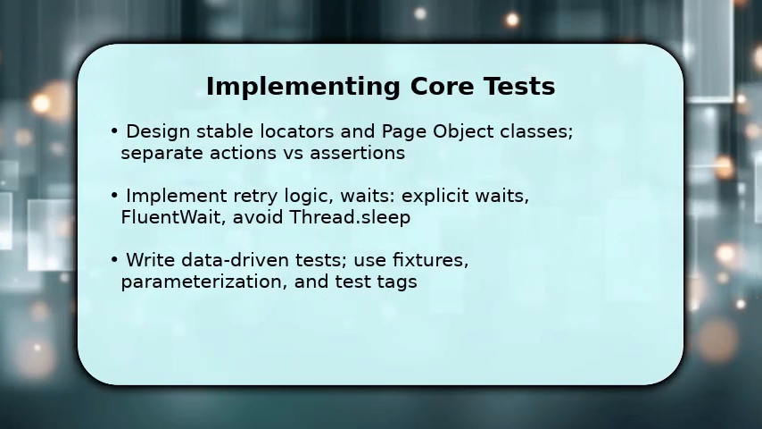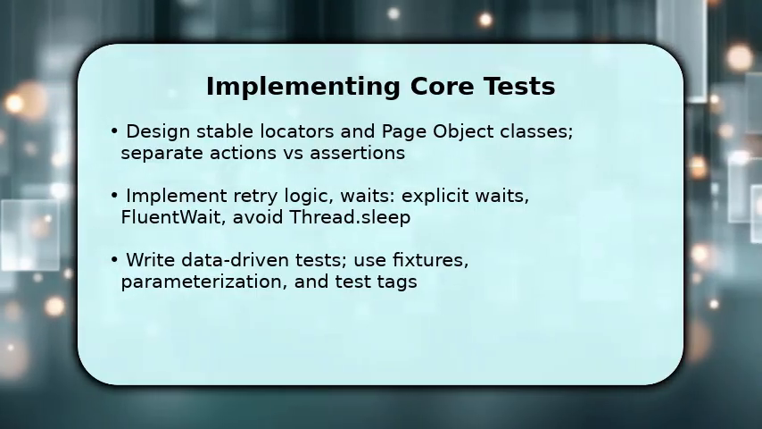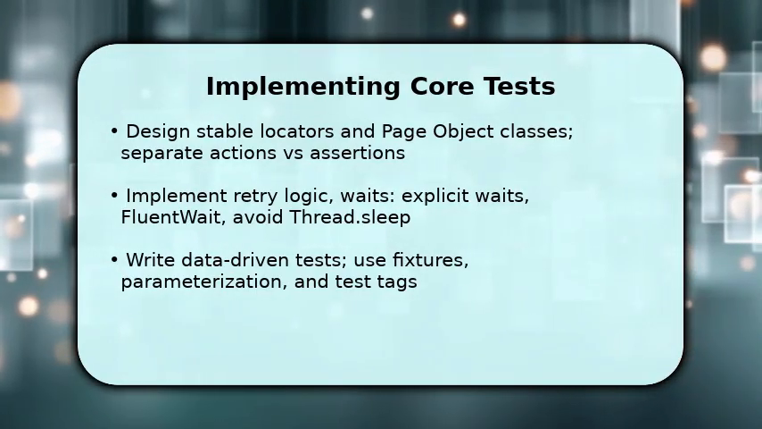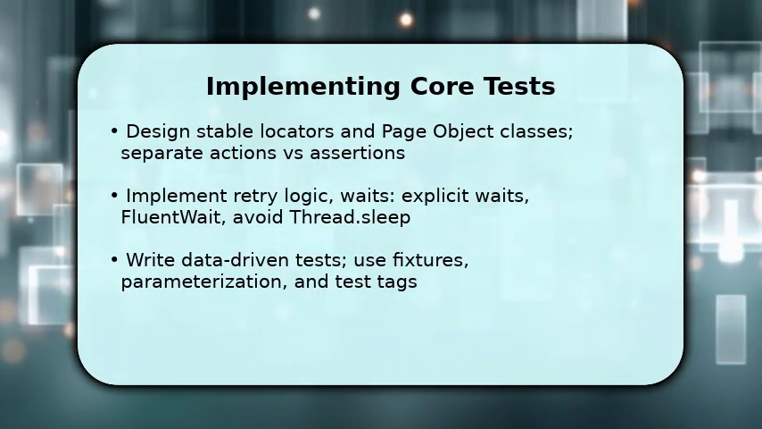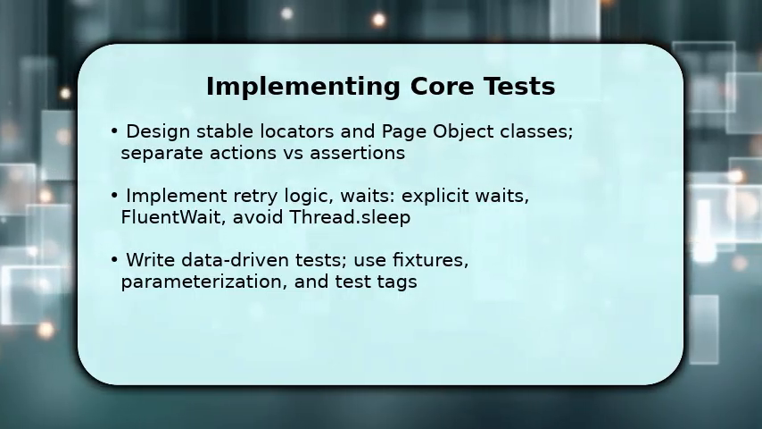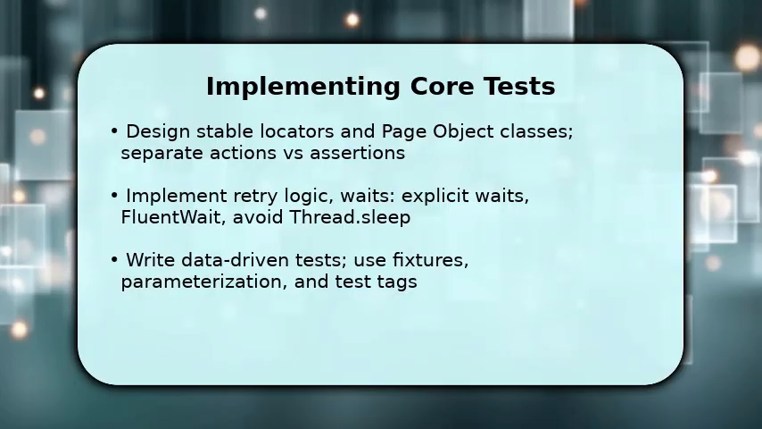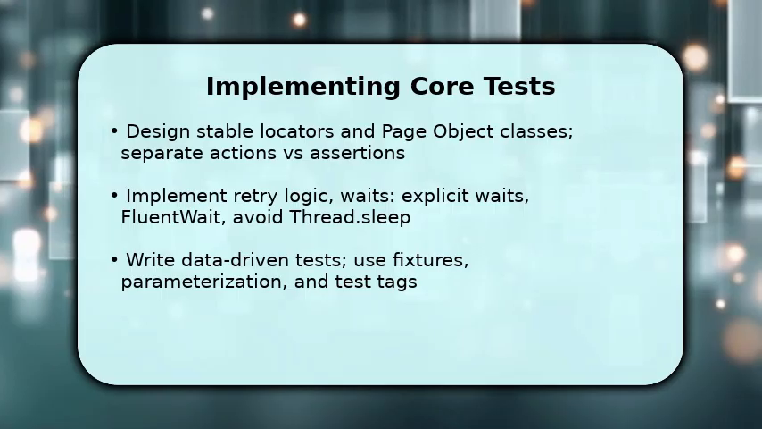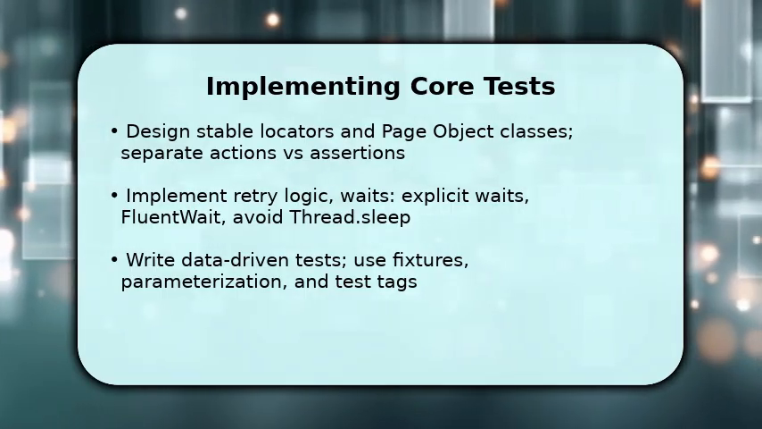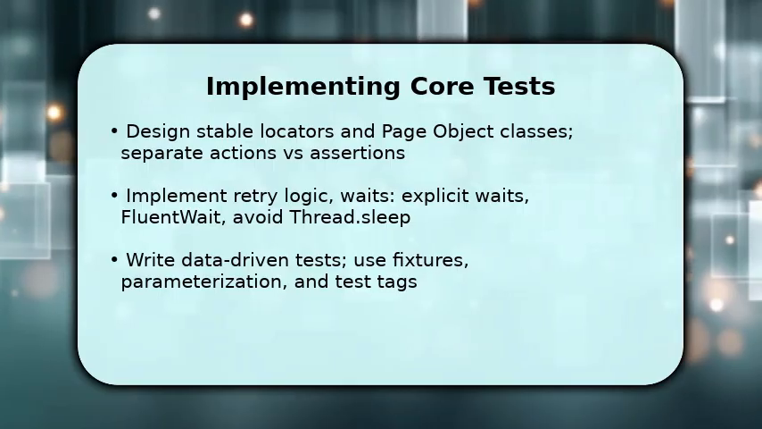Next, focus on the core implementation. Design resilient locators and implement page object models so maintenance stays easy. Once your page objects exist, add clear action methods and separate assertion helpers to keep tests readable. Implement robust synchronization using explicit waits and fluent wait instead of fixed sleeps. Make retries for flaky steps configurable.